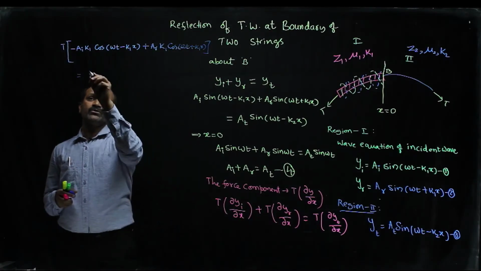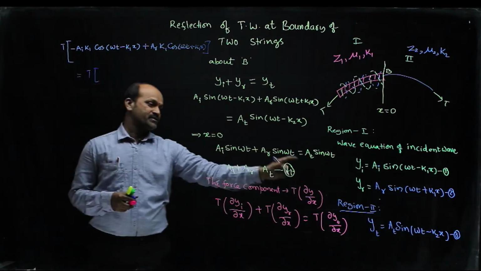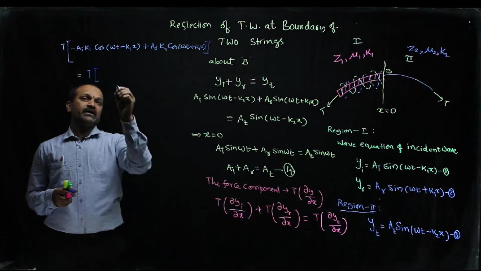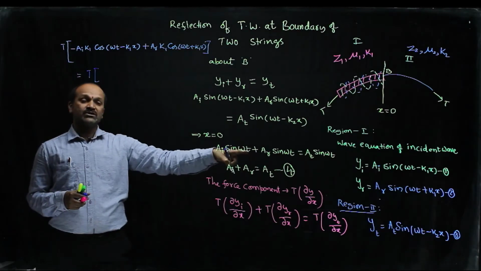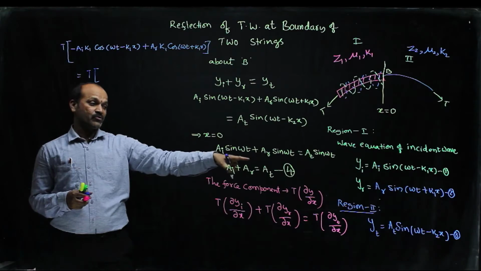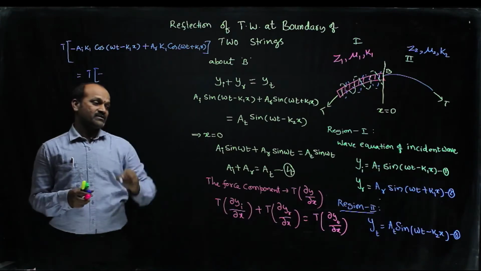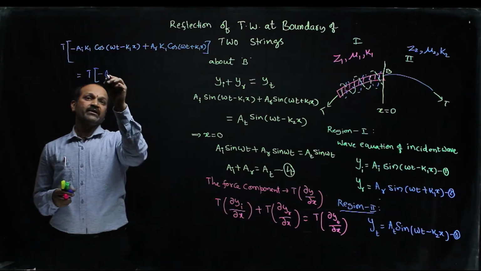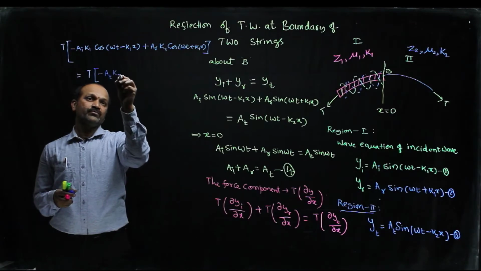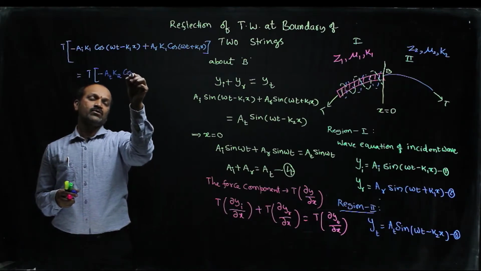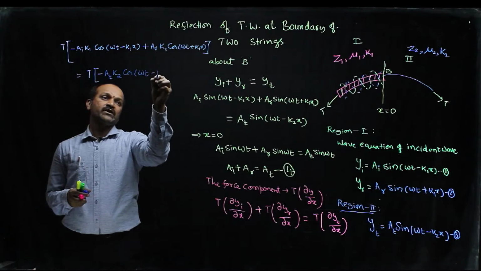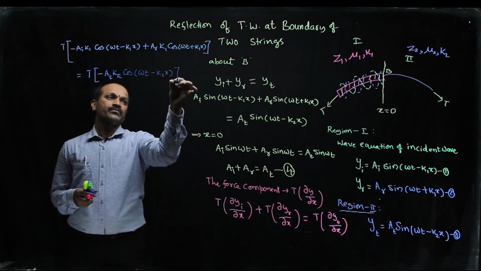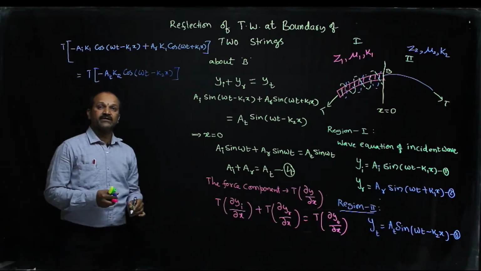T into the differentiation of equation 3 with respect to x. Again, the internal differentiation gives minus k2. So I am writing that here itself: minus At k2 cos(omega t minus k2x). Okay, this is the thing we get.